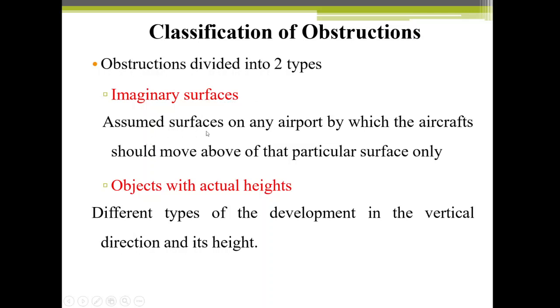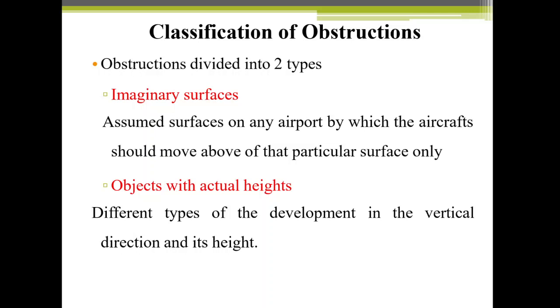These are the assumed surfaces. They are imaginary. The name itself tells us that they are imaginary. So they are the assumed surfaces on any airport by which the aircraft should move above that particular surface only. Means imaginary surfaces are those surfaces selected for a particular purpose. For what purpose? The aircraft should move above that particular surface only. We will see in the figures.